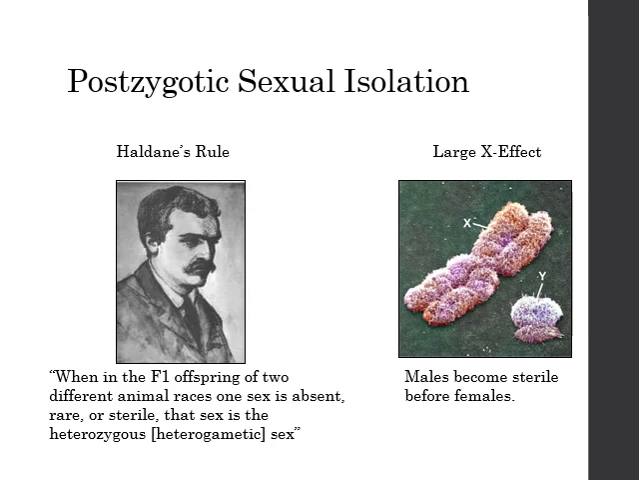J.B.S. Haldane said that when in the F1 offspring of 2 different animal races, one sex is absent, rare or sterile, that sex is the heterogametic sex. Hetero means different. The heterogametic sex in humans is the male, because we're XY. In butterflies, it's the female, because she's WZ. So for humans, for a lot of mammals, it's that XY genotype. If you're XY, you're most likely to be sterile first. The female is not. Pretty much what that means is the large X effect. Males will become sterile before females. Male sterility is one form of postzygotic isolation because you're stopping the male from being able to breed.